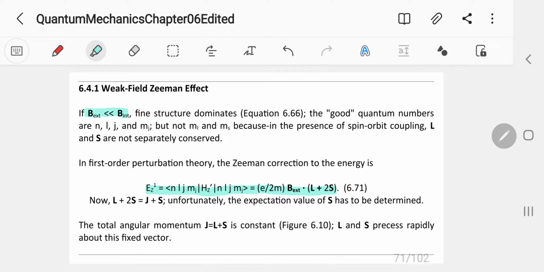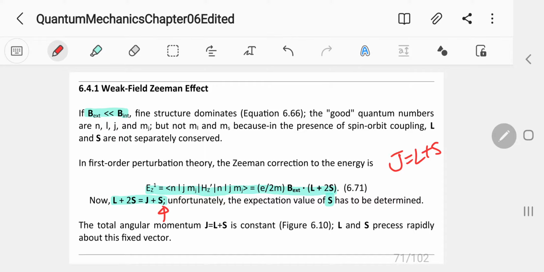But here we note that J is equal to L plus S, so your L plus 2S would have to be J plus S. Unfortunately, here you have to get the expectation value of S as well, because of the extra S.